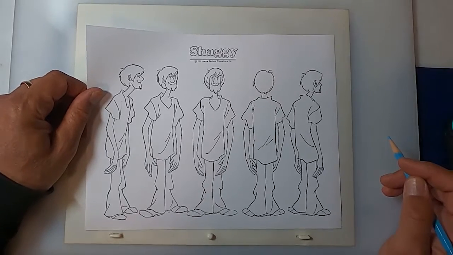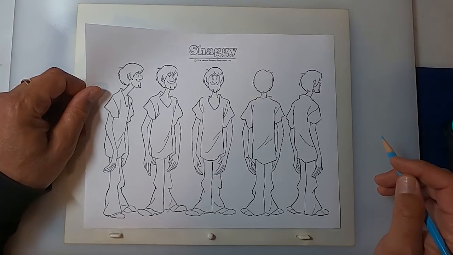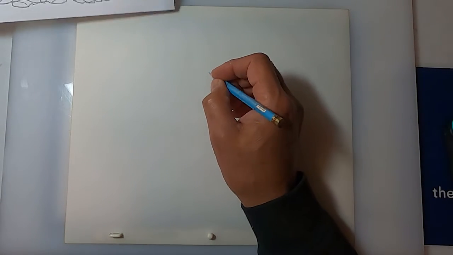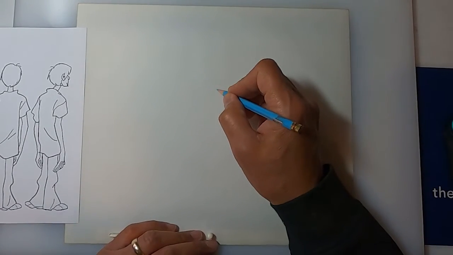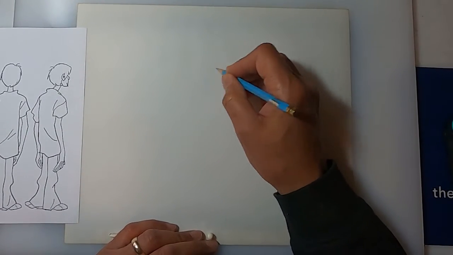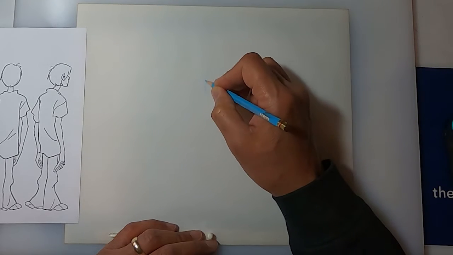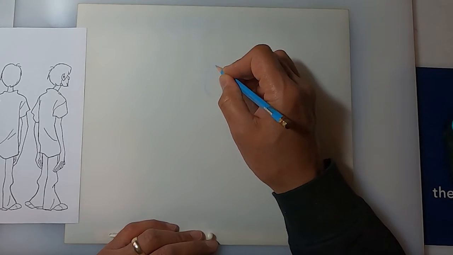Today we're going to be drawing Shaggy from Scooby-Doo. There's the Shaggy model sheet I downloaded and printed out because I can't find mine in my box, the magic box of model sheets. So I'm just copying Shaggy from the model sheet, 3/4 front view.